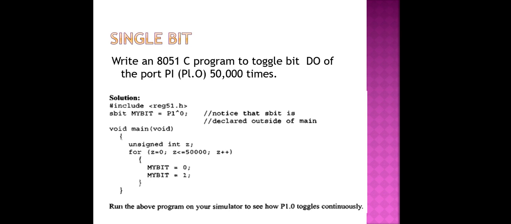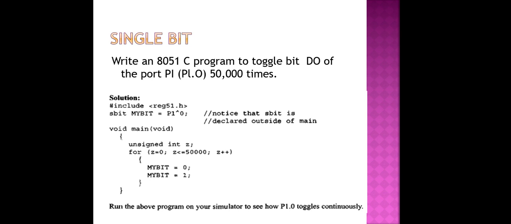Then what is the value of the delay timing? It is 50,000. Then the for loop: first condition Z = 0, Z <= 50,000, Z++. Then in the opening curly bracket, there are two conditions used, MYBIT = 0 or MYBIT = 1, then closing curly bracket.